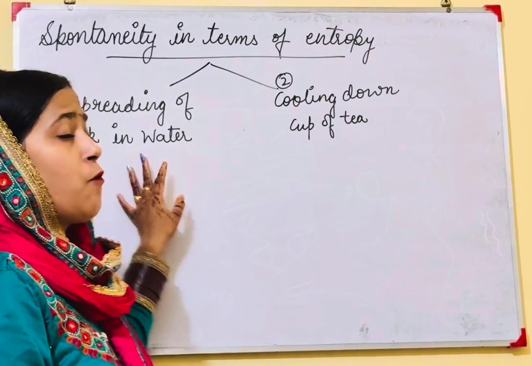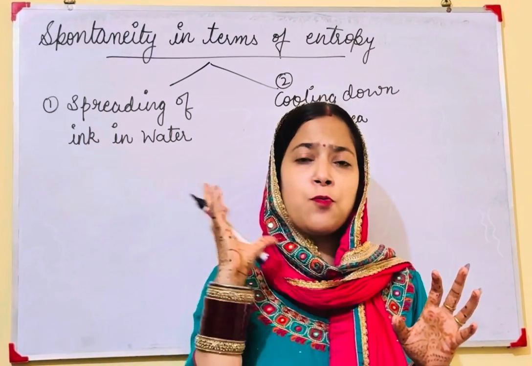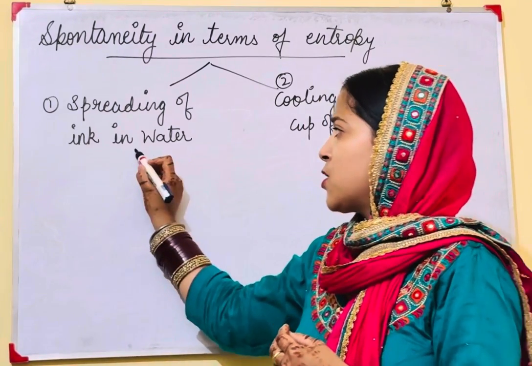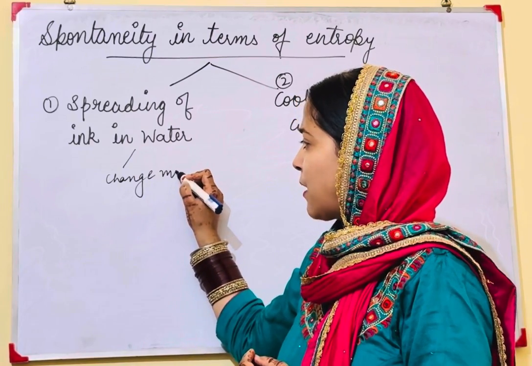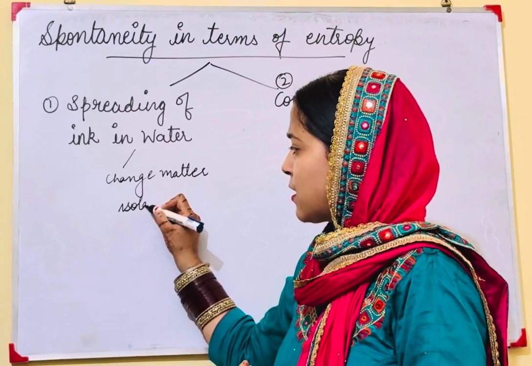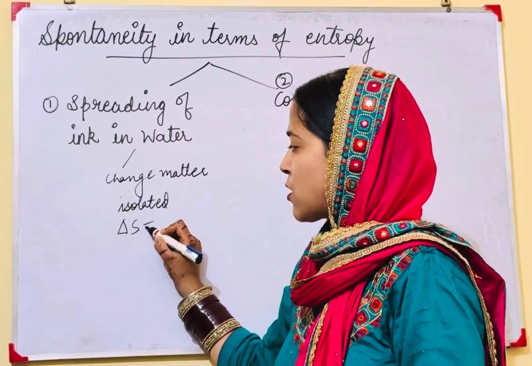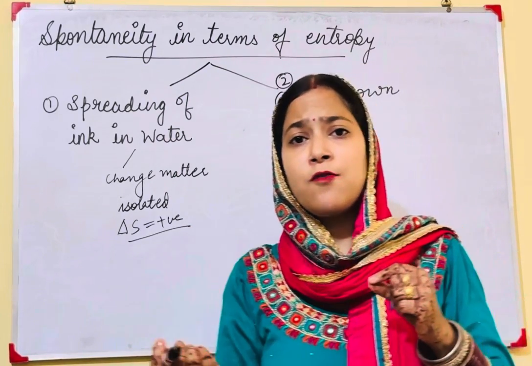Spreading of ink in water. If we put an ink drop in the water, then it will spread in the complete vessel. For this, there is no exchange of matter, so we consider it as an isolated system. For such a system, delta S is always positive.